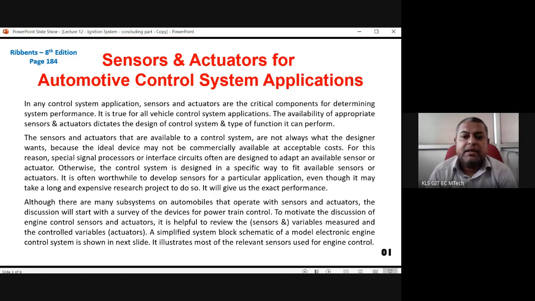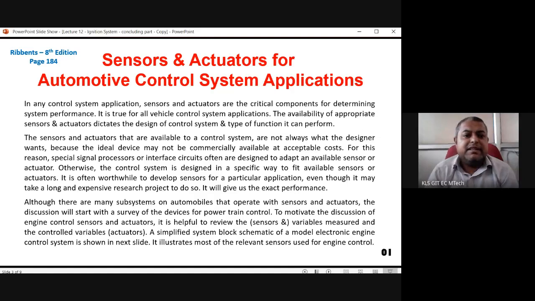So the availability of appropriate sensor and actuator. The sensor generates a signal which comes towards the ECU, and in the ECU the decision is made and it gives a signal to the actuator. So the sensed signal is coming toward the ECU, and the actuator signal is going from the microcontroller towards the actuator. The actuator signal is an outward signal, and the sensed signal is an inward signal. This is a direction you have to remember. So sensors and actuators dictate the design of the control system and the type of function that a vehicle can perform, that means the smart functions that the vehicle can perform.